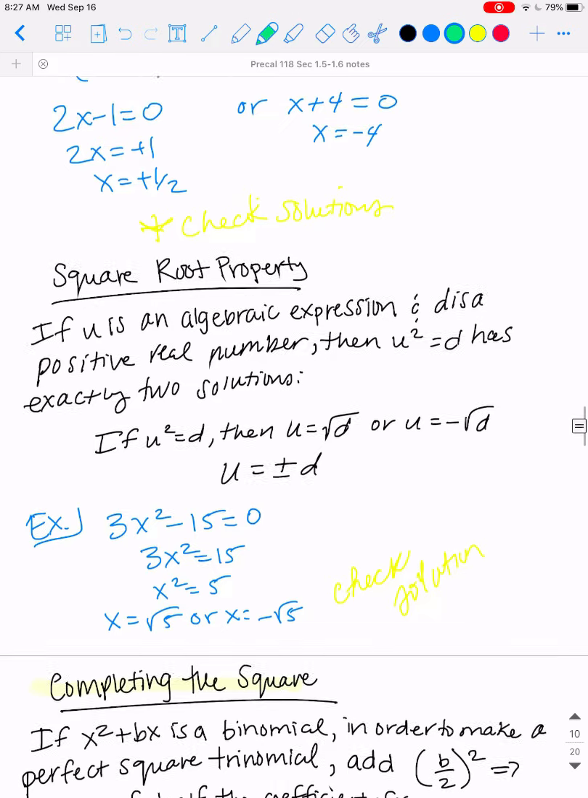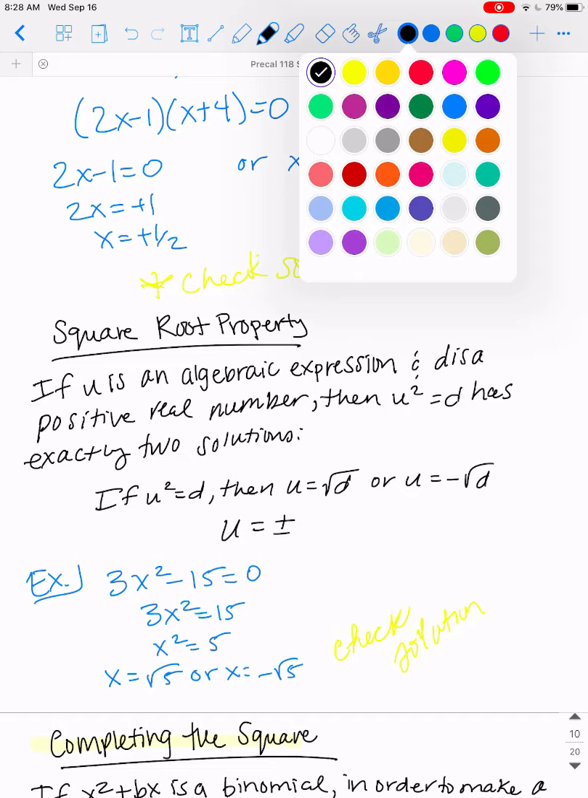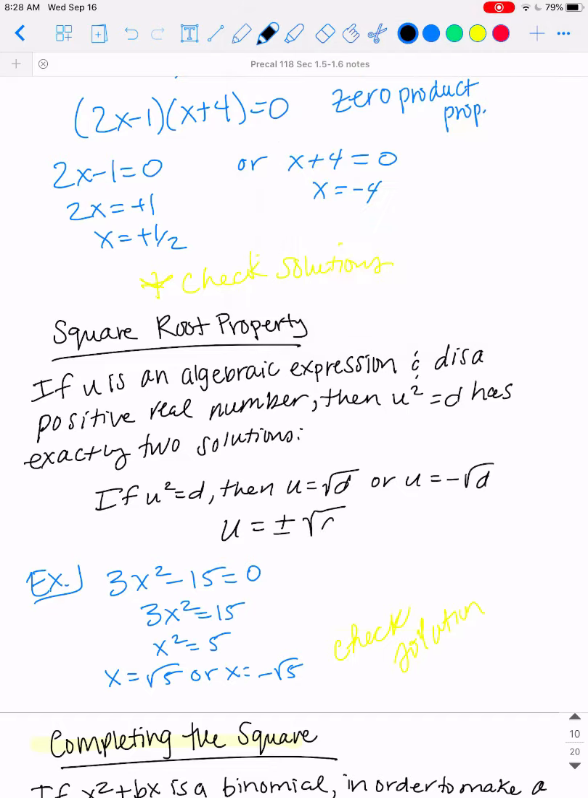Our square root property says if u is an algebraic expression and d is a positive real number, then u squared equals d has exactly two solutions. So if u squared equals d, then u equals square root d, or u equals negative square root d. So u is equal to plus or minus square root d.